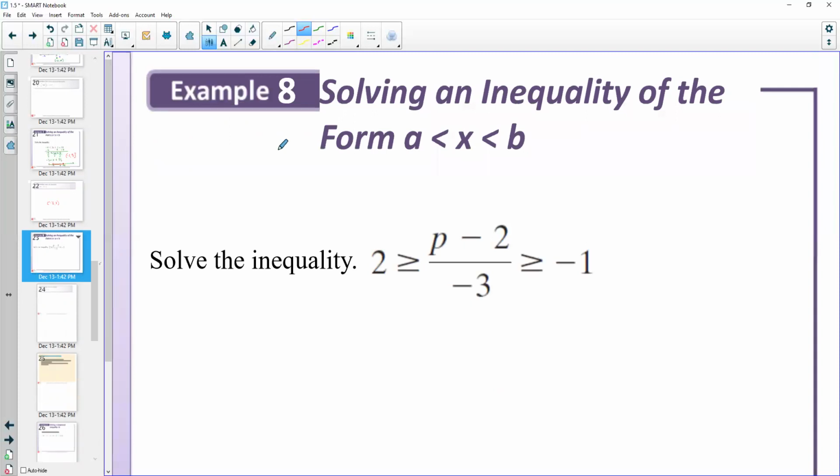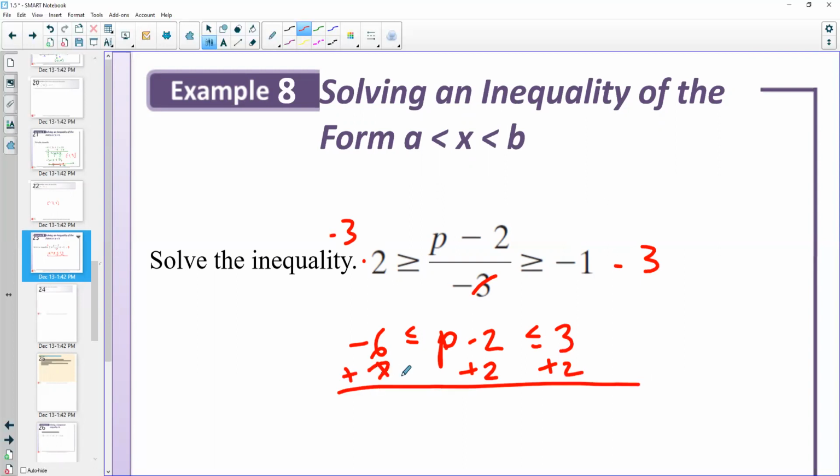This one looks a little different, right? It's not that bad. If you just cover up one side, you say to yourself, okay, how do I get that 3 out of the denominator? Well, I would multiply both sides by its reciprocal. So multiply both sides by negative 3. That's going to cancel out. I'm going to get negative 6. I multiplied by a negative, so I'm going to flip the signs. Negative 6 is less than or equal to P minus 2, less than or equal to 3. Okay. Now I'm going to add 2 to both sides, every direction. So I get negative 4 less than or equal to P less than or equal to 5. Okay. The world didn't end. I can make a graph of that.